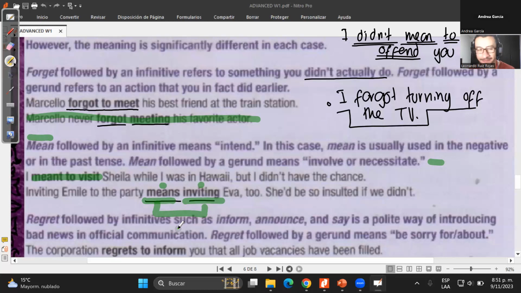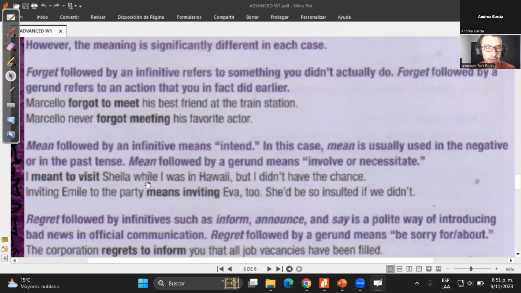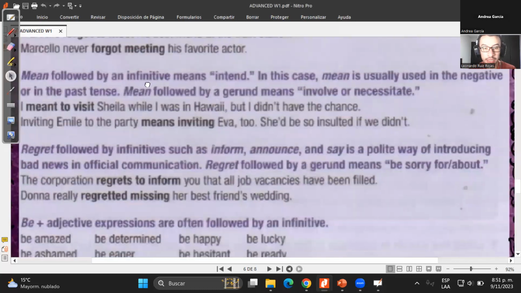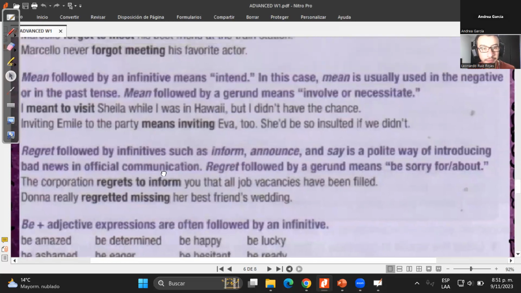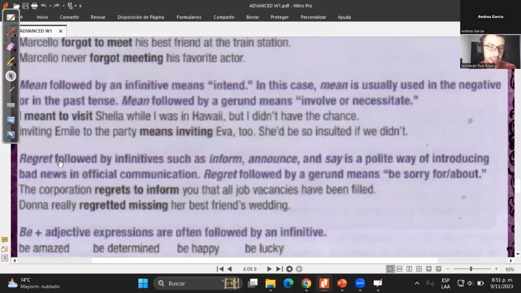Good. And the last verb, which we're going to check over here, is going to be the verb regret. Ready? These expressions we already talked about, but here we have the verb regret. The same, regret to and regret ing. Ready? Read the purple part, my dear, the first part.